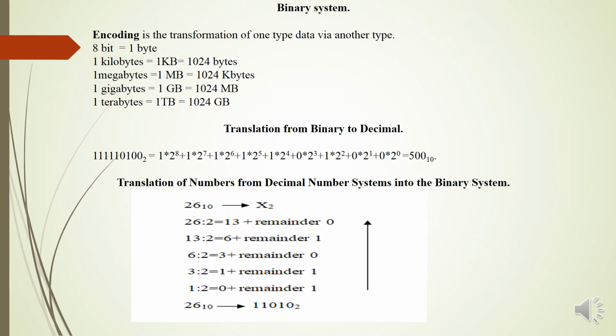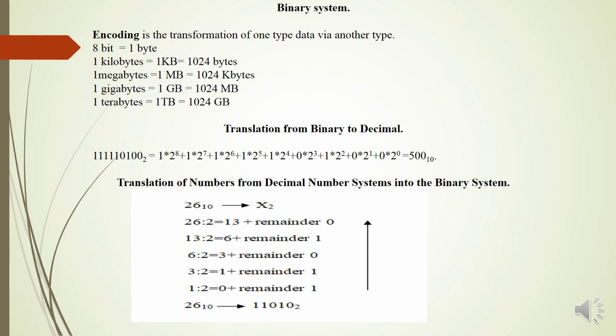In a computer system, the binary system is used. That is, all numbers are represented by zeros and ones in the computer. So the computer can only process information presented in digital form. To convert numerical, text, and graphic information to digital, you need to apply encoding. Encoding is the transformation of one type of data into another type.